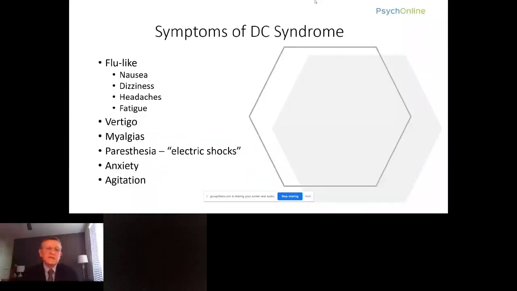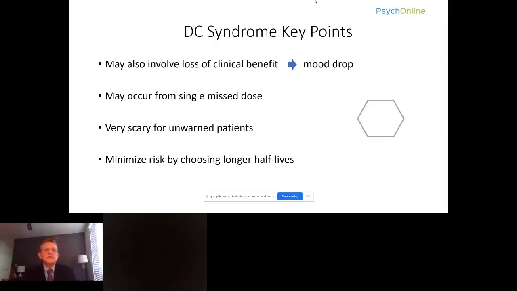What are the symptoms of discontinuation syndrome? Well, they're flu-like: nausea, dizziness, headaches, fatigue, sometimes severe vertigo, myalgias. Patients may describe electric shocks in their body, and sometimes it even presents as anxiety and agitation, which of course we were hoping to treat in the first place. So we know that because the medication's being reduced rapidly or stopped rapidly, we're also going to see loss of clinical benefit, including a mood drop.